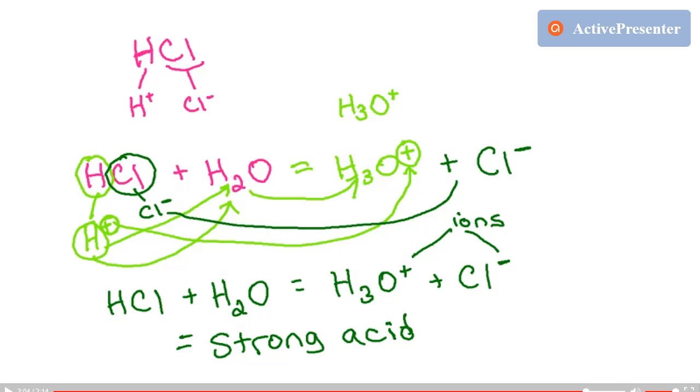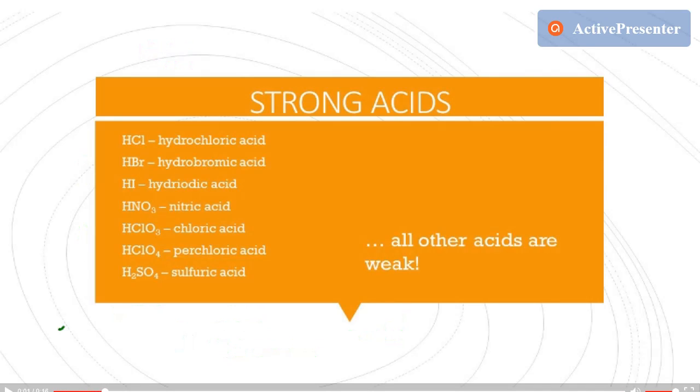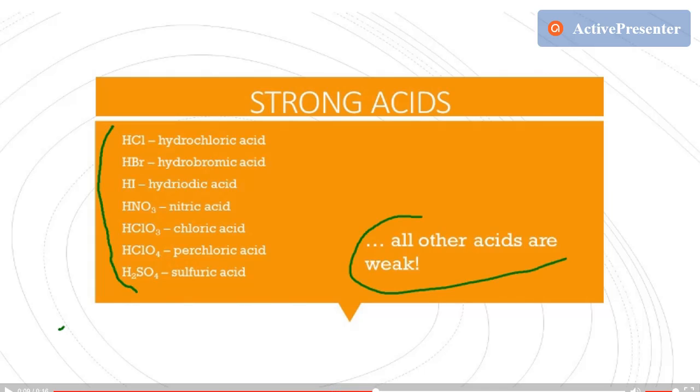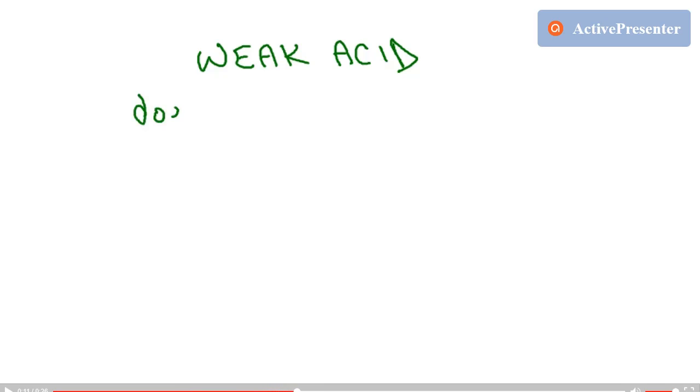But you really can't tell by just looking at the formula if it's going to be strong or not. That has to do with figuring out the pH of it. So that's why you need to memorize these strong acids that were given to you at the beginning of the semester. And then you can just go ahead and assume if it's not on your strong acids list, then it's a weak acid. So what is a weak acid? A weak acid, instead of it breaking up into its own separate ions, it doesn't totally break apart.